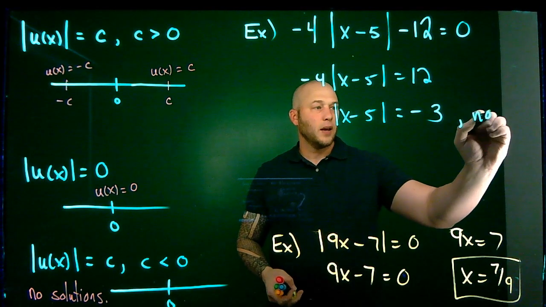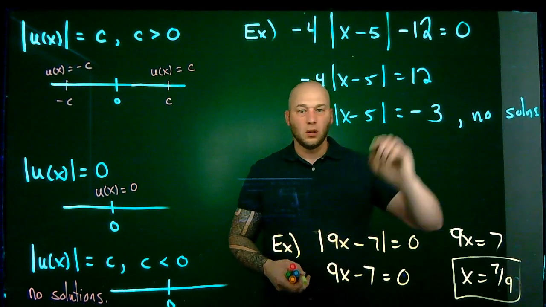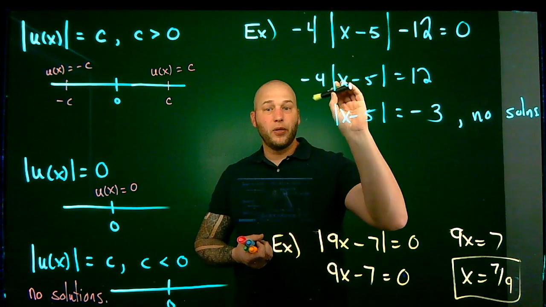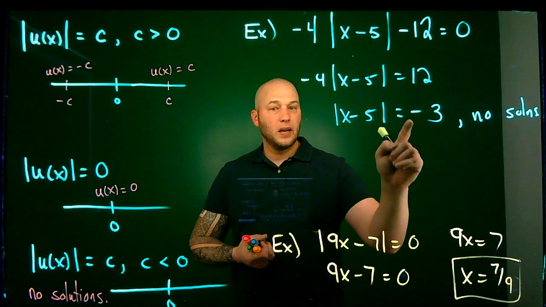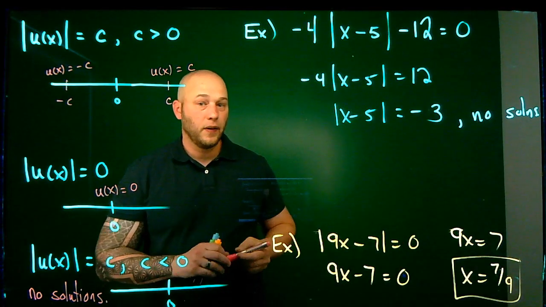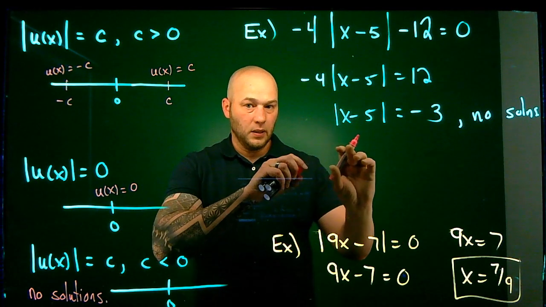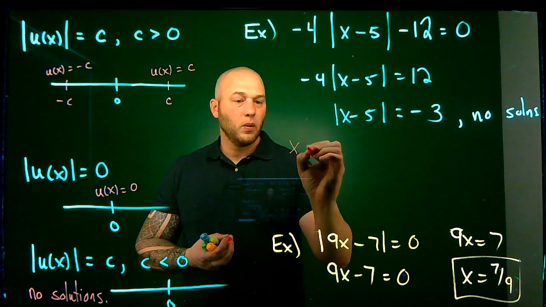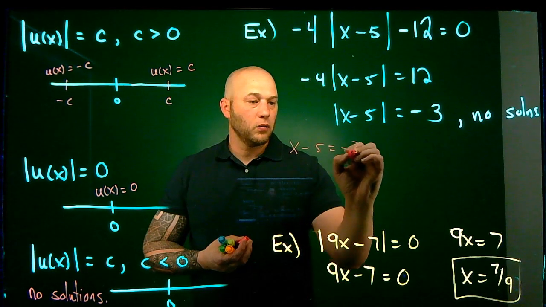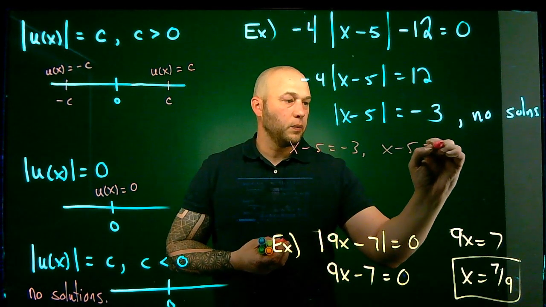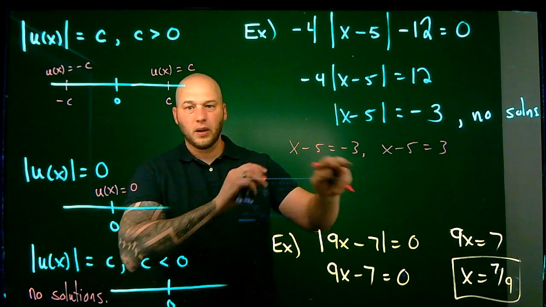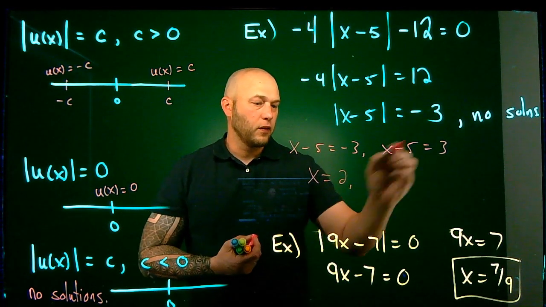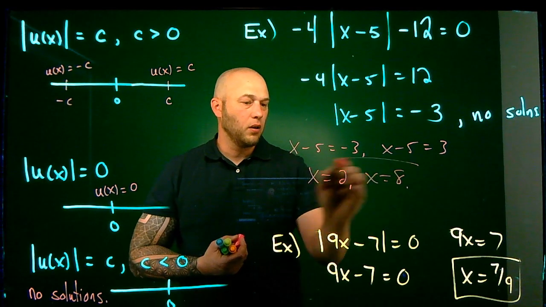Therefore, this one has no solutions. It's very common to make mistakes on this particular case by forgetting that there's no solutions and doing the following. Again, this is not correct, but it's common to then say, all right, well, x minus 5 would be negative 3, or x minus 5 would be positive 3. Let's just quickly run through that. I'll erase it at the end. Add 5 to both sides, I get x equals 2. Add 5 over here, I get x equals 8. And you're like, okay, great, there's my solutions.